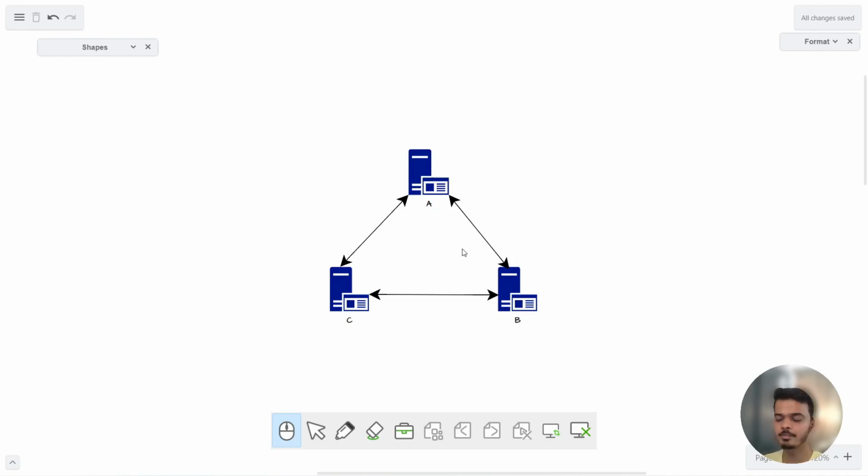Hello everyone, welcome. Before understanding what is CAP theorem, we need to understand partition and partition tolerance.